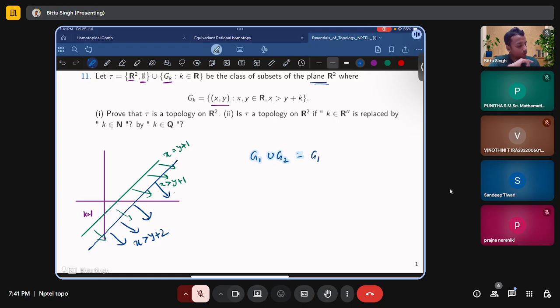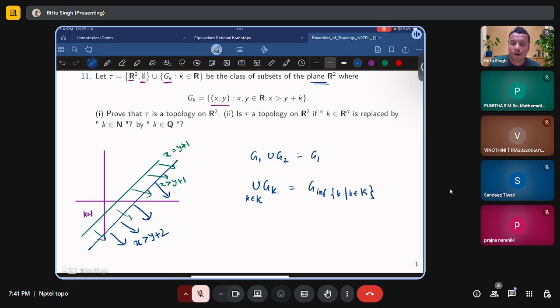Yes, the union will be the minimum one, G1. Similarly, you can prove that the arbitrary union of these G_k, where k is any index, is G of the infimum of these k. So let me write: k belongs to this set K, the infimum of small k such that k belongs to this indexing set.